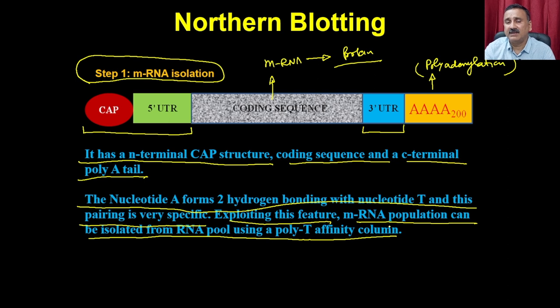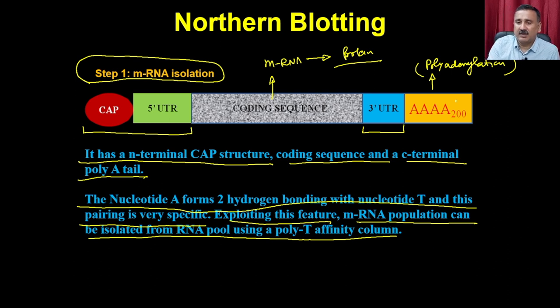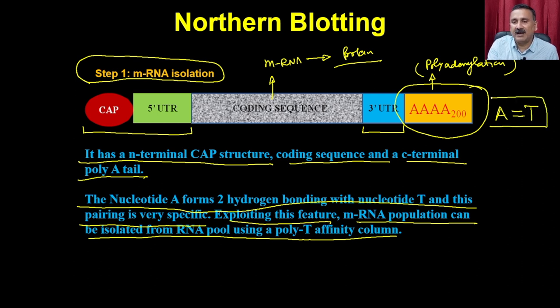Remember that when we were talking about the RNA structures, when we discussed the different types of biomolecules, we discussed the different types of RNA isolation methods. So, we discussed the Trizol method and so on. Apart from that, you can also use affinity chromatography, where you can exploit this particular part of the messenger RNA, and utilize the fact that the A is going to make a very specific interaction with the T. So, if you have a bead which contains T nucleotides, then the A will go and bind to this, and that's how the messenger RNA is going to bind specifically to these beads.